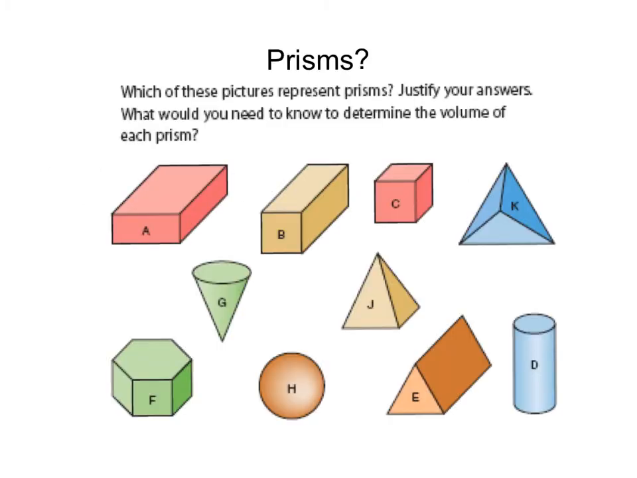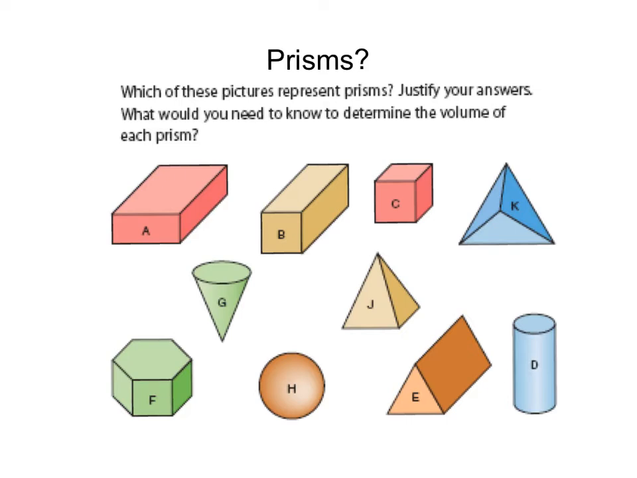What I'd like you to do now is look at all of these shapes, and I'd like you to pick out the ones that you think are prisms and maybe just list the letters that are on them. Pause the video to do that and then come back and check and see if you got them right.